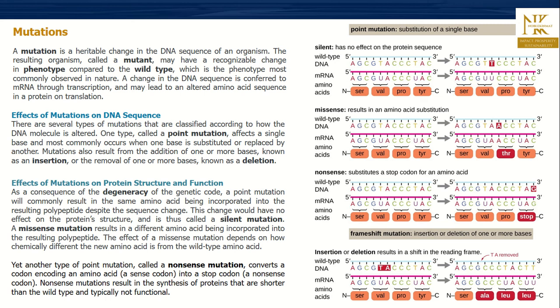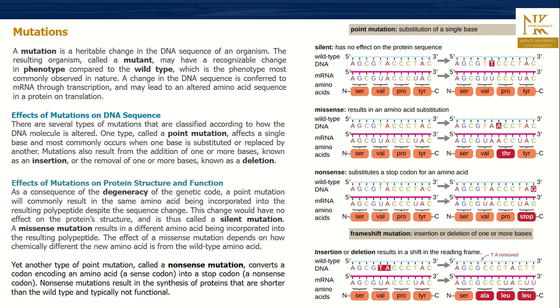That is, it is transferable from the parent to the offspring. So the resulting organism is called a mutant. And as you can see in this figure, there are different types of mutation. We have the point mutation, which is indicated by the silent, missense, and nonsense. And we also have the insertion or deletion, as you can see in the figure here also.